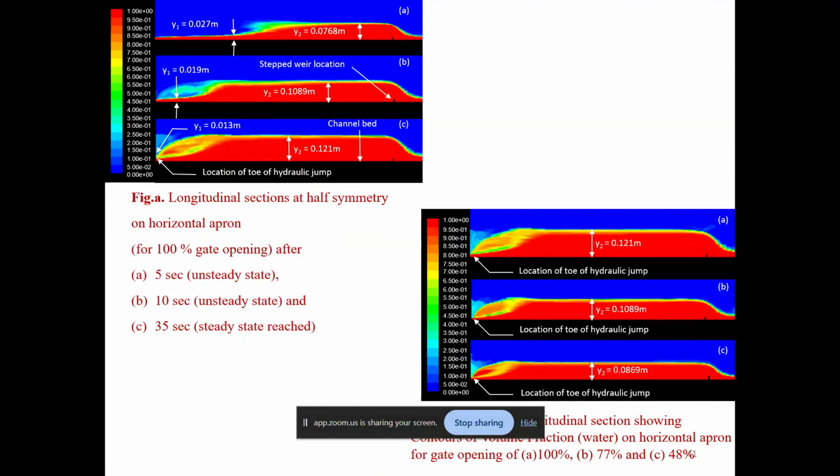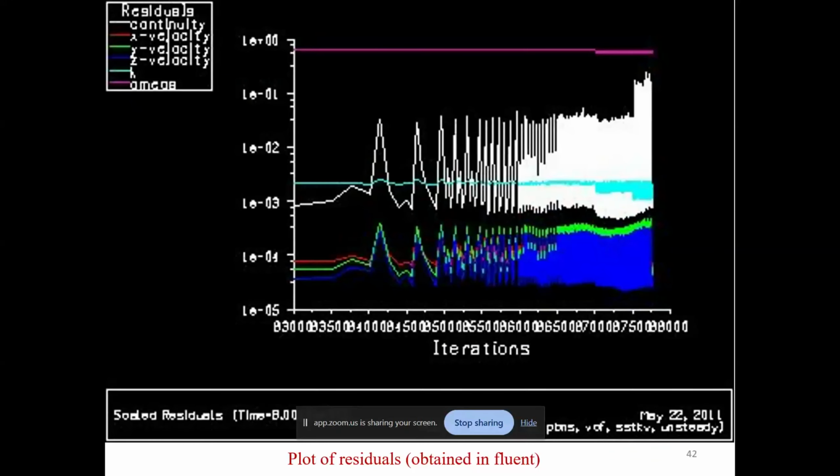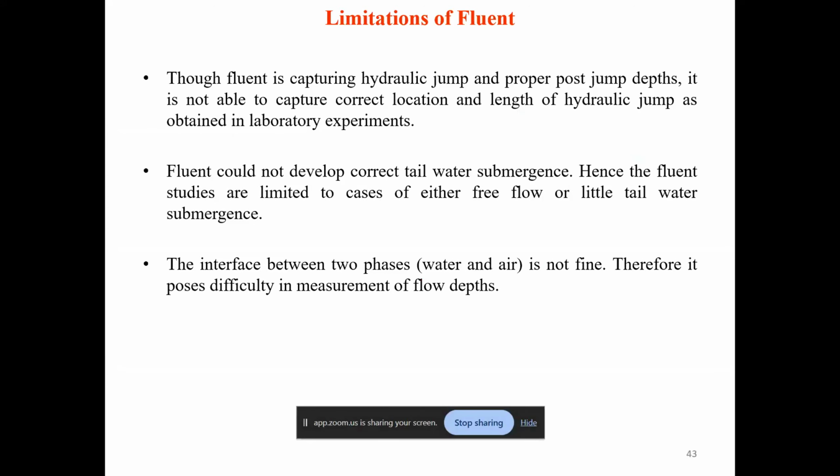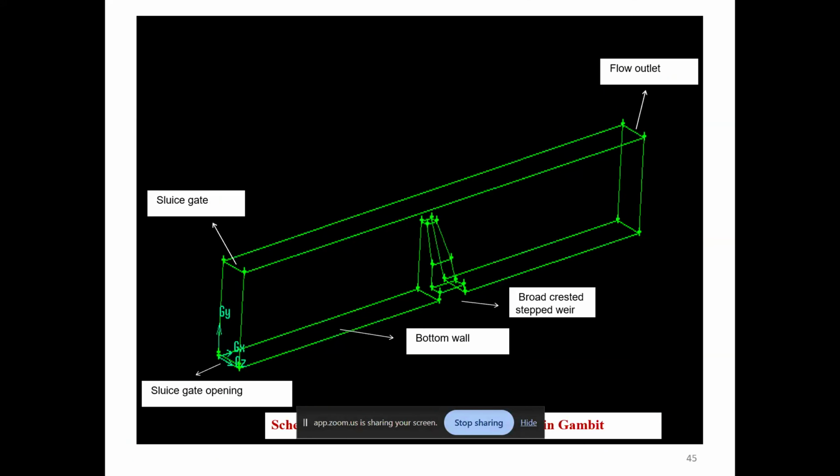Now, figure A shows the progressive formation of the hydraulic jump, and at the bottom of figure A, you can find that the complete, clear jump has been formed at the foot of the spillway. Yes, there are some limitations of the model.